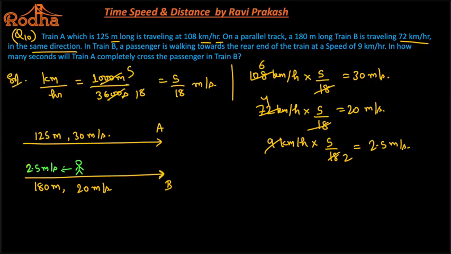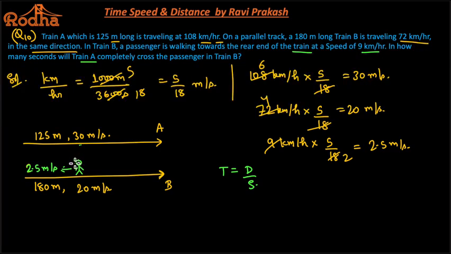Now understand this, guys. Basically he is moving towards the rear end of the train at a speed of 2.5 meter per second. Okay. In how many seconds will train A completely cross the passenger in train B? Okay, so train A needs to completely cross here. So obviously time is equal to distance by speed. So what is the distance this train has to cross? Basically this person is seeing this train, and it says that train A will completely cross the passenger in train B. That means this is train A right now.